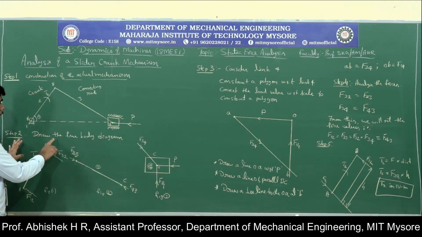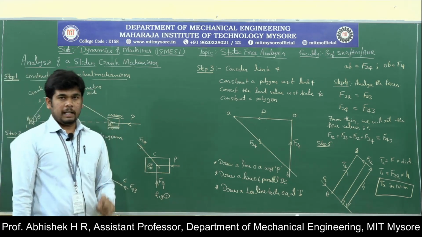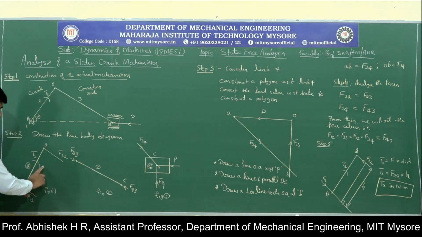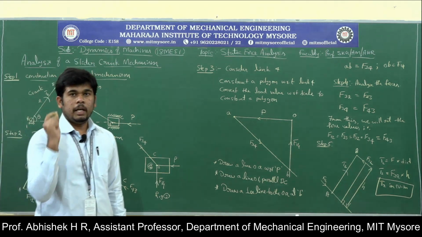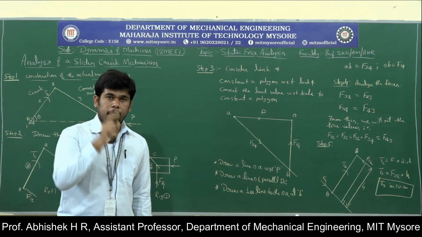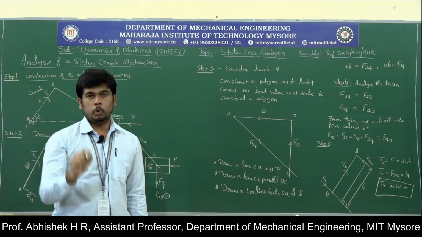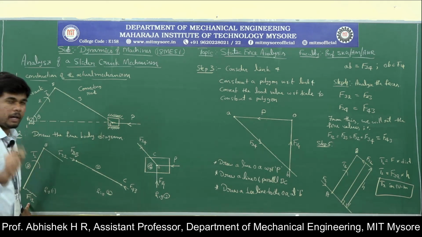Next, in step 2, draw the free body diagrams of the individual links. In figure 1 I have drawn link 2, which is connected with F32 and F12. I have already explained how we choose the forces. F32 means the force of link 3 is exerting on link 2. So here it will become F12.